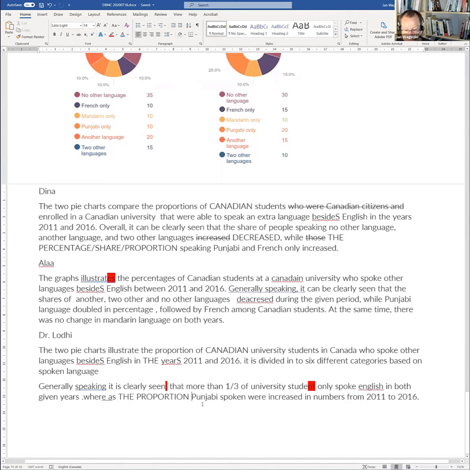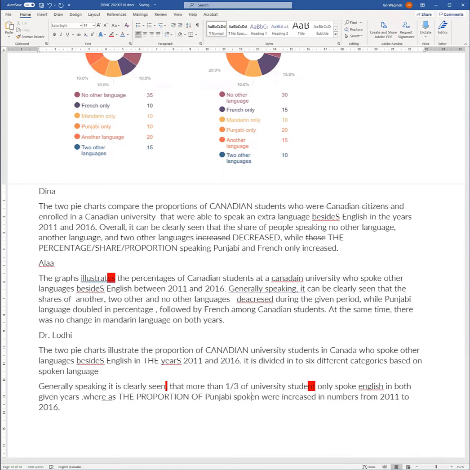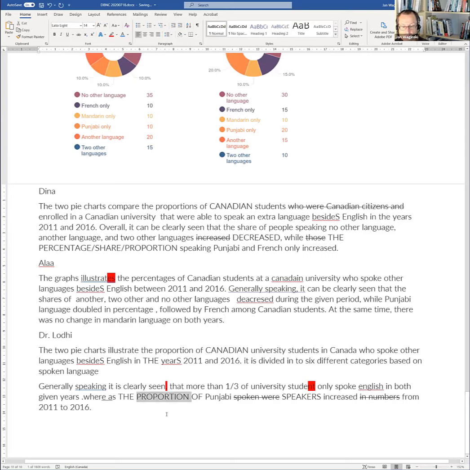Whereas the proportion of Punjabi speakers were increased. The proportion of Punjabi speakers increased in number, and then increased. Well, you don't need to put number because you've got the proportion now. Yeah. Whereas the proportion of Punjabi speakers increased from 2011 to 2016. I'm not crazy about this one because you're mentioning one specific group, and this doesn't really give me a good idea of what you're going to talk about in the body.